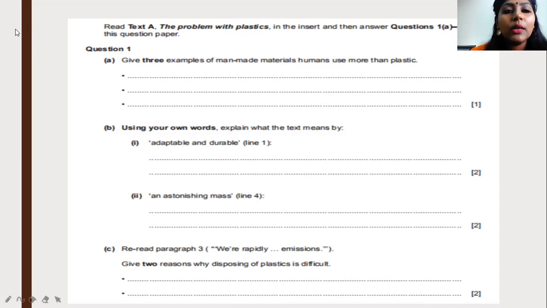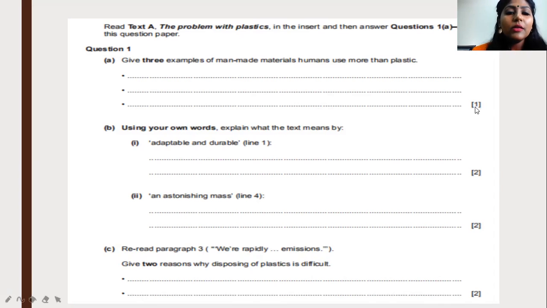Remember, when you see the keyword give, or the keyword identify, for example, these are the 2 commonly used keywords when it comes to explicit questions. So remember, give 3 examples, no inference is needed. The 3 examples can be taken directly from the text. Even if 1 example is wrong, the candidate will straight away get 0 instead of 1 mark.